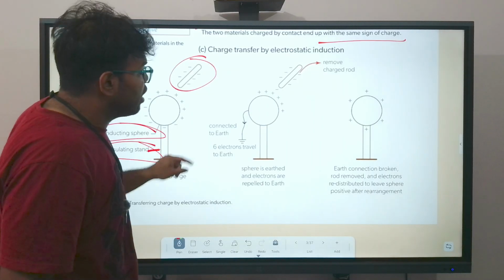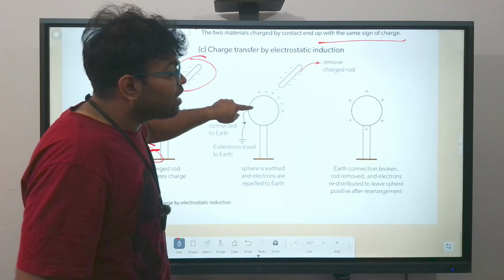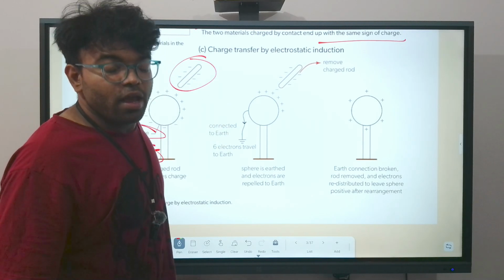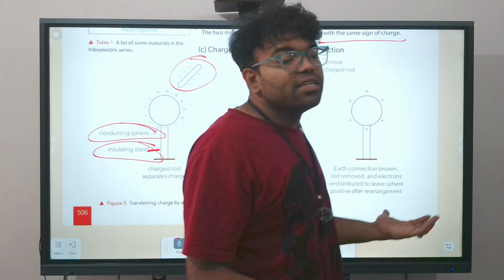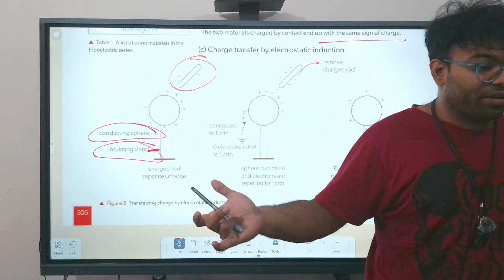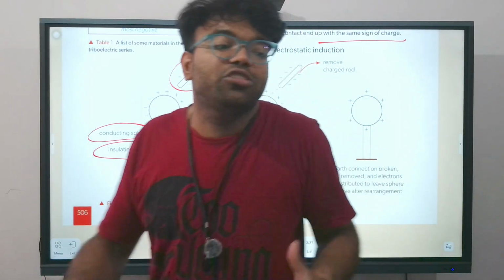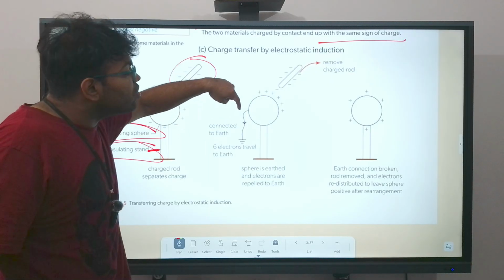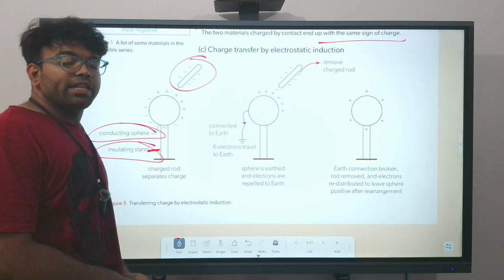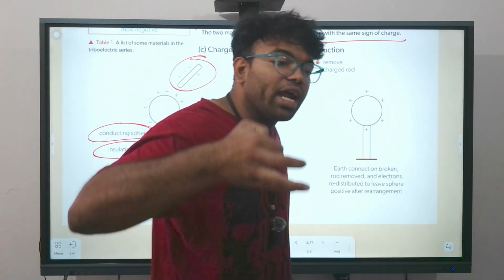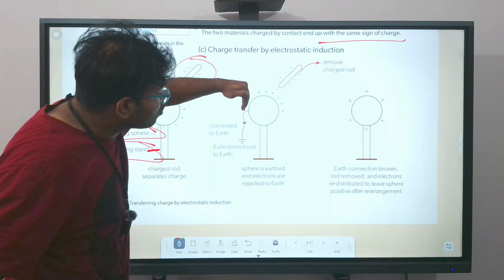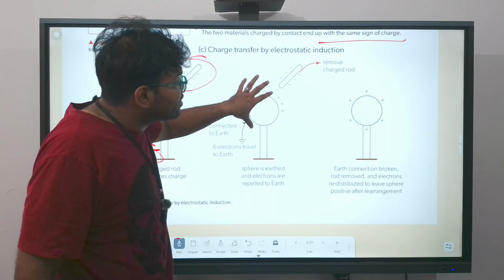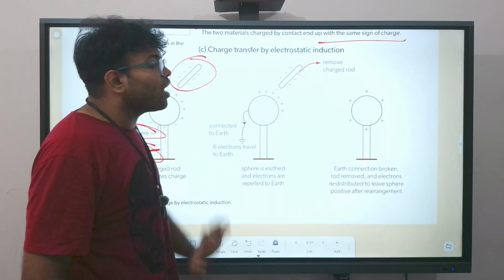Okay, now think about this. You are connecting the conducting sphere to the ground by a conducting wire. Now what happens? The earth is the ultimate charge acceptor. Okay, the earth is the ultimate charge acceptor. Now because these electrons have a contact with the earth, they are able to travel through the wire towards the earth, thus leaving an overall positive charge on the sphere.